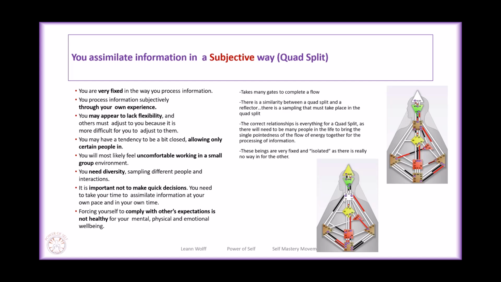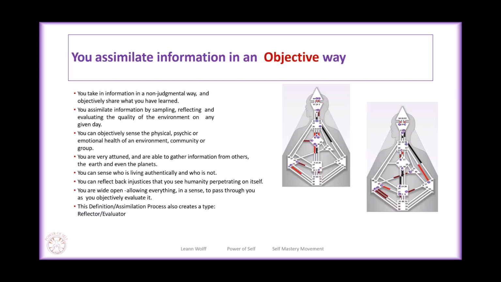Now here's what's fun. If you remember when I talked about the sacral center and the centers, the sacral center creates a type. Well, there's actually an assimilation that creates a type, and this assimilation is the objective way. So there's an objective way to assimilate information, and this really is the end-all be-all of our reflector or our evaluator. So you take in information in a non-judgmental way and objectively share what you have learned. You assimilate information by sampling, reflecting, and evaluating the quality of the environment on any given day.